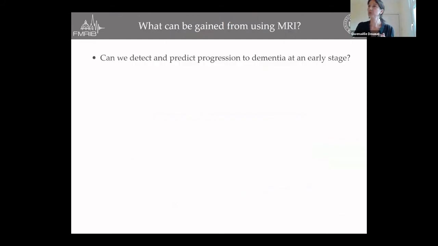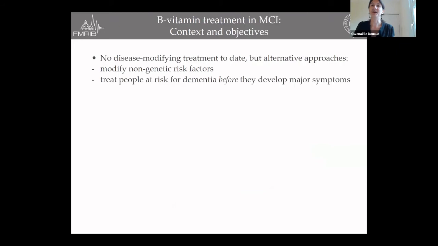So to answer the first question, can we detect and predict the progression to dementia at an early stage? Absolutely, we can. More than 2 years and a half before progression with 91% accuracy. So what can be done with that, right? We've got now 2 years, but as Sana has said, and as I will say again, there is no disease-modifying treatment to date. Again, won't go into the details.